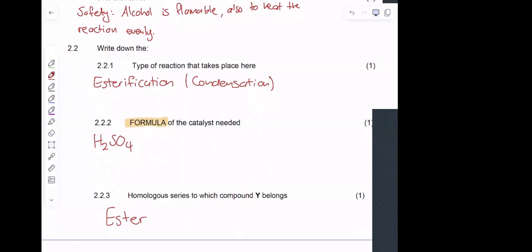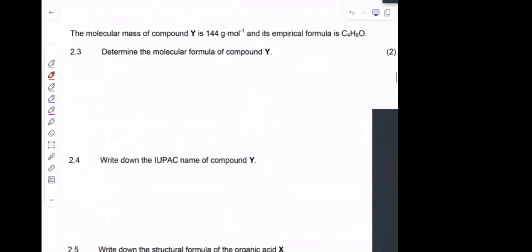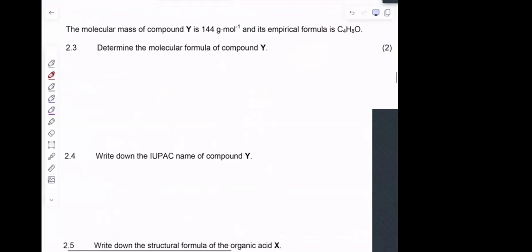Okay, let's jump to the next question, which is going to be 2.3. 2.3 says the molecular mass of compound Y is 144 grams per mole, and its empirical formula is C4H8O. Determine the molecular formula of compound Y.